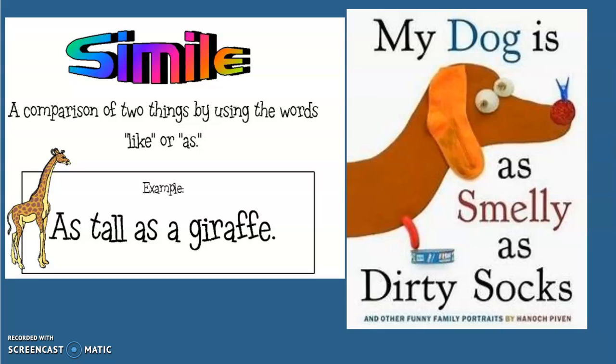Let me conclude with these wonderful images. Simile is a comparison of two things by using the words like or as. Example, as tall as a giraffe. My dog is as smelly as dirty socks. Here in these two sentences, as is used for comparison between two things.